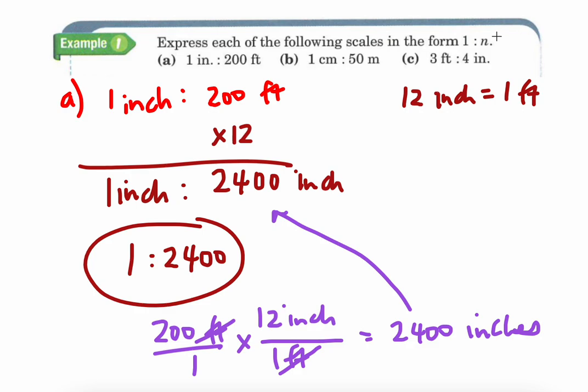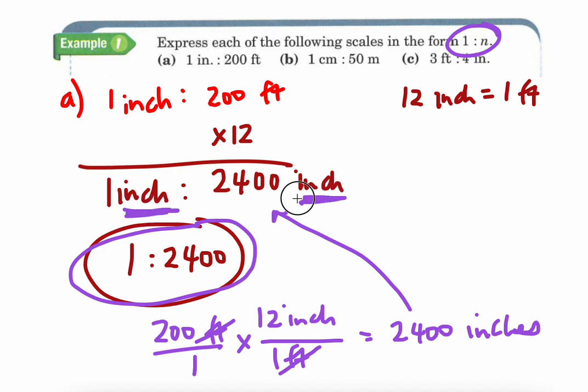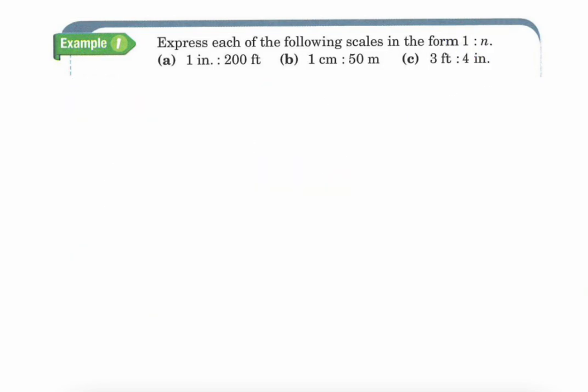But remember, at the end, they want you to write it in the format 1 to n, 1 to 2,400. And the reason why we can reduce that to 1 to 2,400 is because at the end, we have both inches. So then since they're the same units, we can basically get rid of those units, and because we're comparing inches to inches.